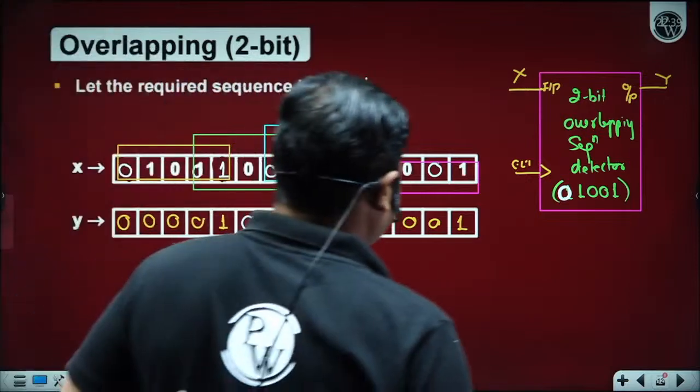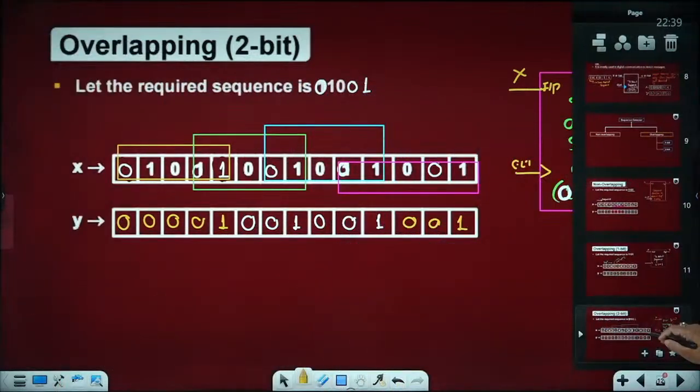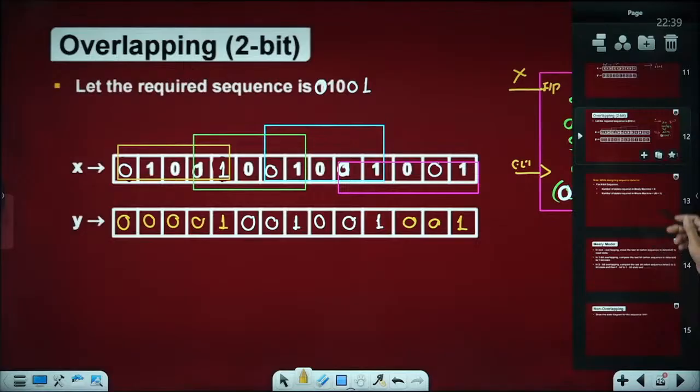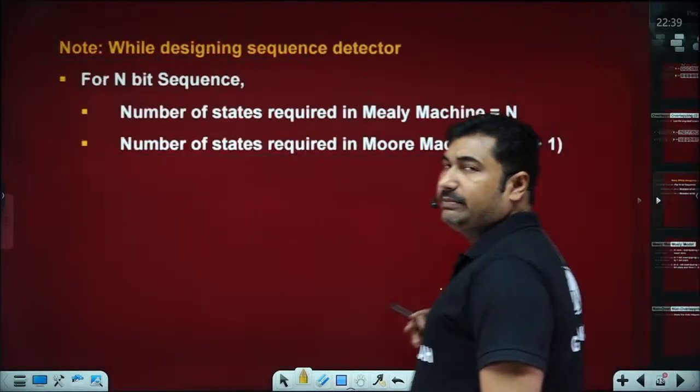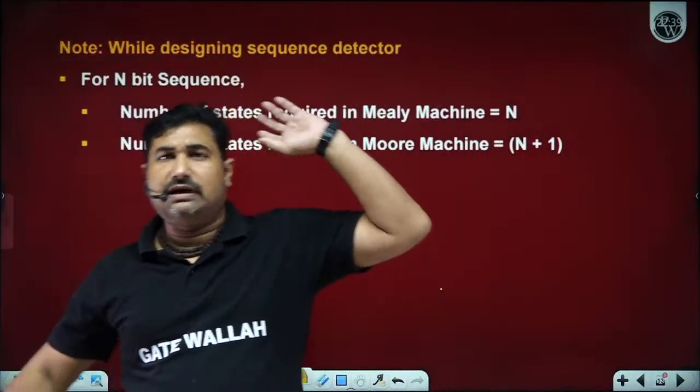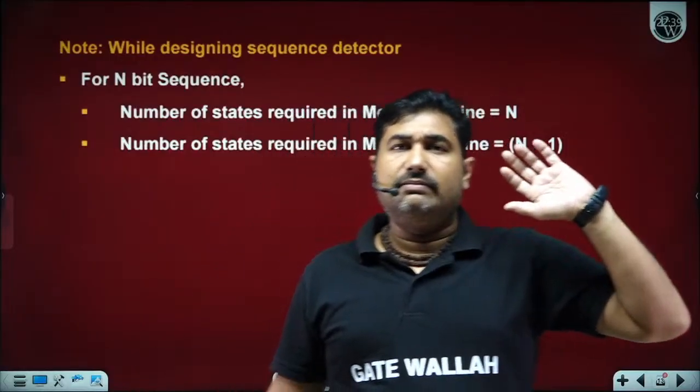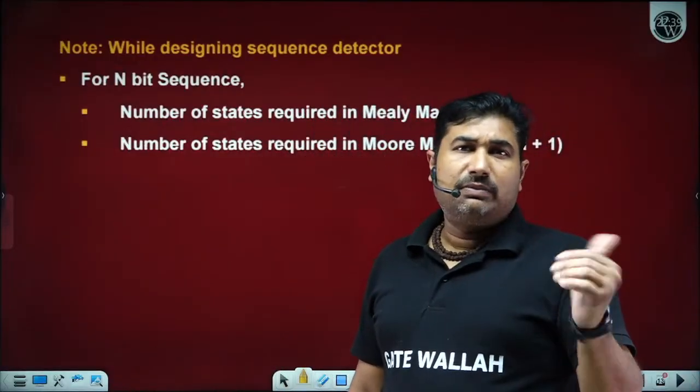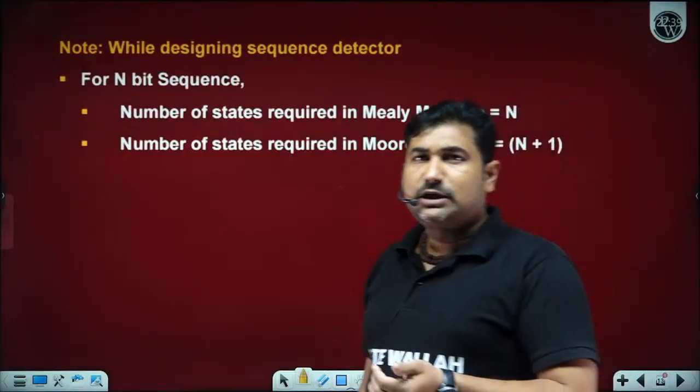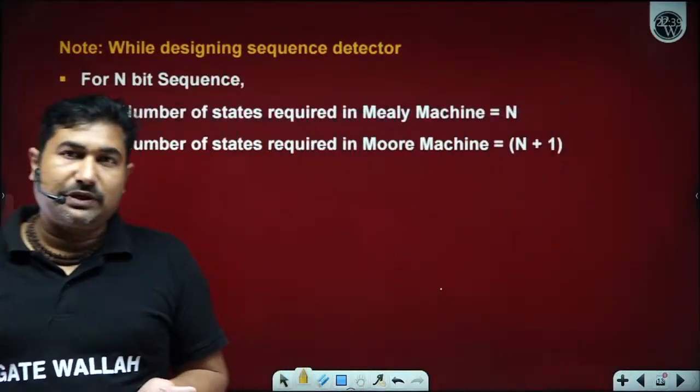Understood? Great. So now we know about the overlapped 2-bit, 1-bit, 3 bits and n number of bits overlap in any digital message, as the output will become logic 1 only when the required set of input sequence got detected. Is it okay? Yes, sir.